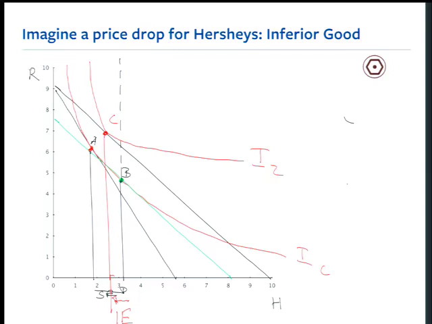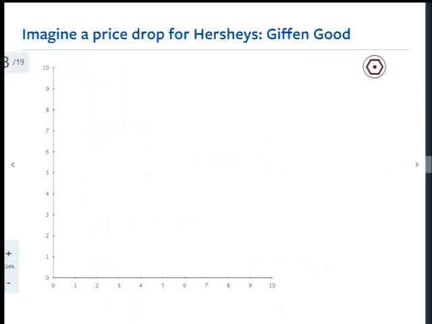There's one more really weird good, and that's a Giffen good, right? A Giffen good is a good where if you hold income constant and the price of the other good constant, if you drop the price of the other good, Hershey's, people actually consume less, right? So it's a really, really bizarre good where people, as prices drop, holding quality, income, prices, information, everything else constant, people consume less of it.